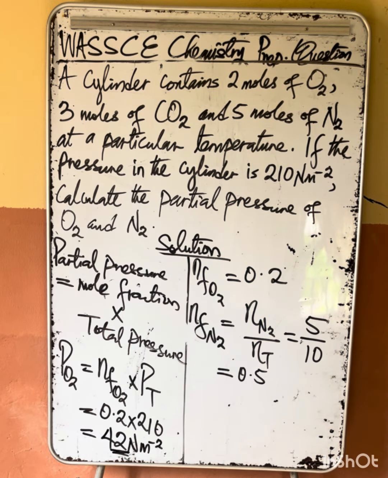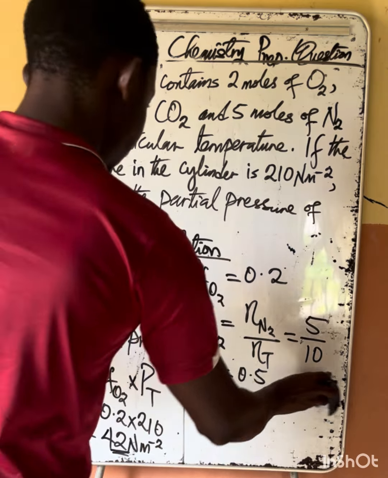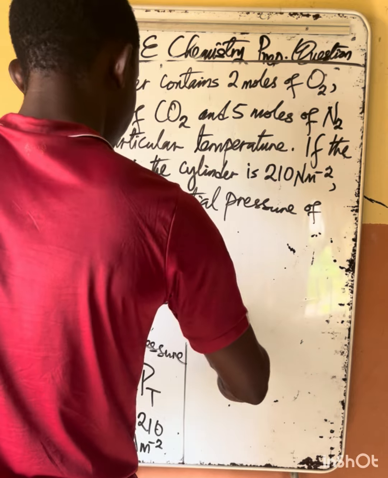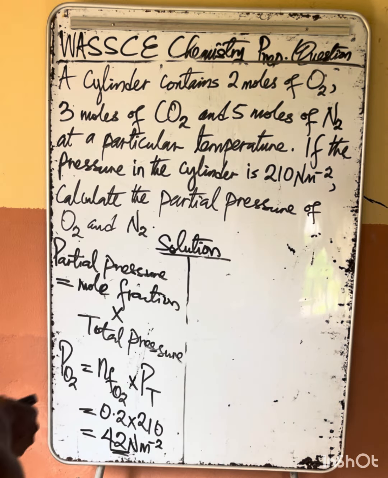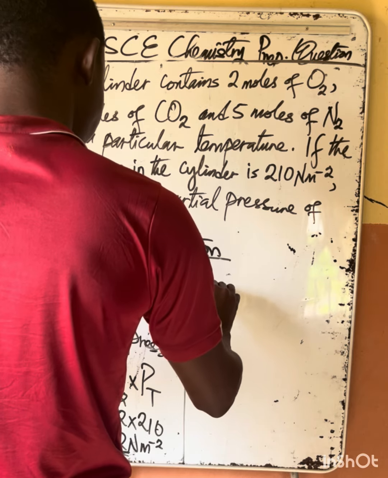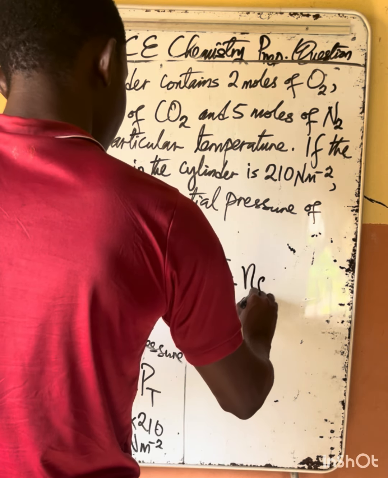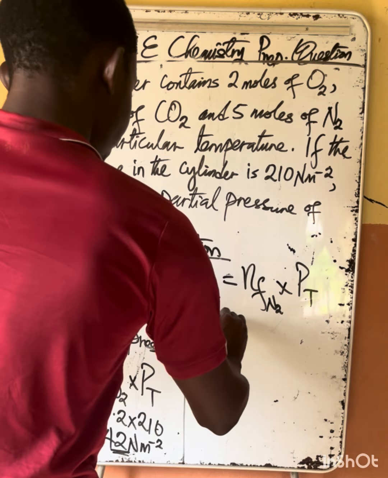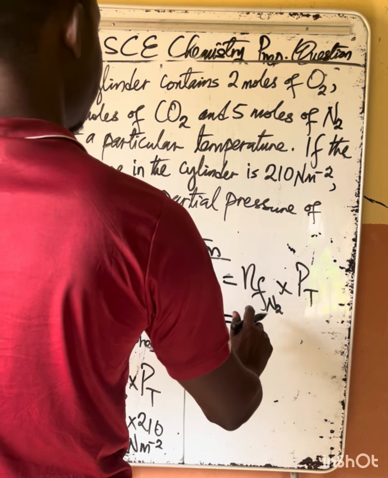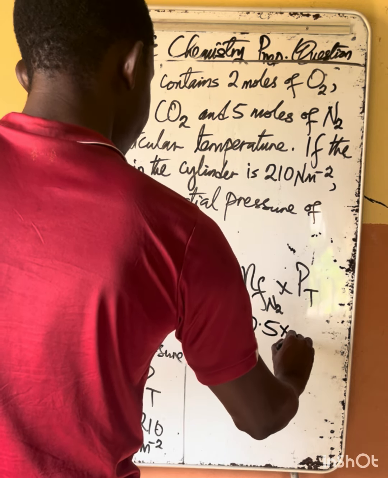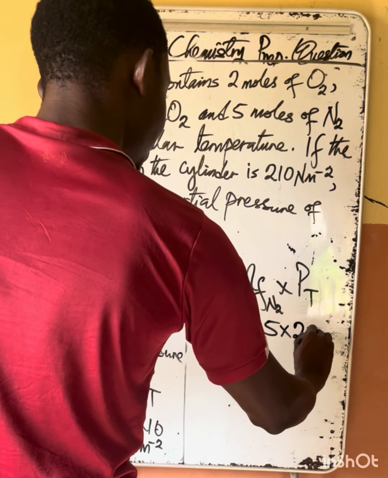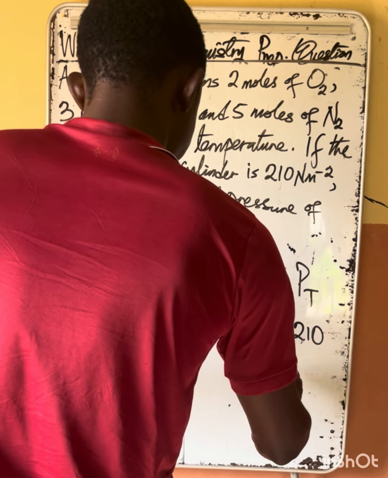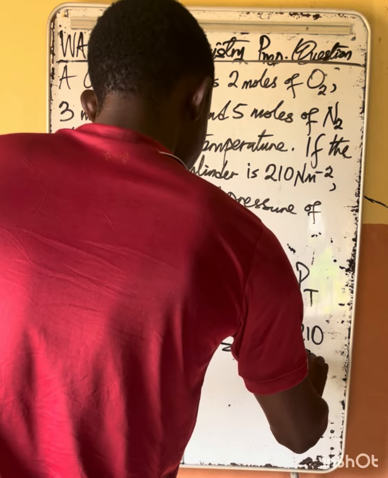So let's go over to that of nitrogen. For nitrogen, we got 0.5. So the partial pressure for nitrogen will be equal to the mole fraction of nitrogen times the total pressure. The mole fraction of nitrogen we got here is 0.5 times the total pressure, which is 210. So half of 210 should be 105. So 105 newtons per square meter.